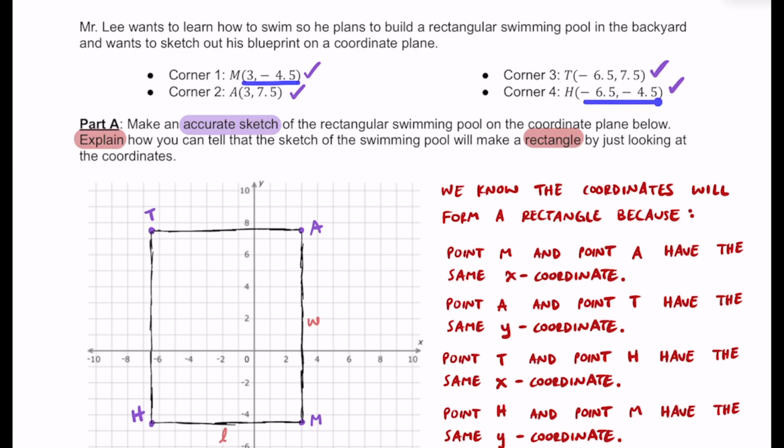We can notice that they have matching y values, or y coordinates, of negative 4.5 and negative 4.5. So to find the distance between these 2 points, we can just take a look at their x values. You have 3 and negative 6.5. So if they're in different quadrants, we're going to add their absolute values, and that'll be the distance between these 2 points, between M and H.